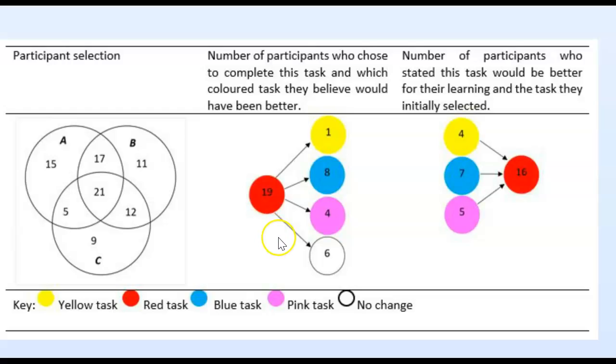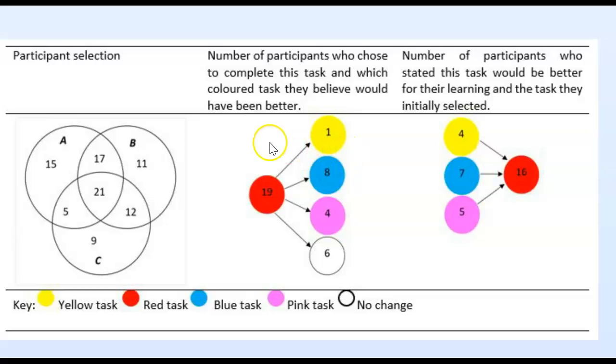You can see here, of the 19, only 6 felt that they chose the right task. And you can also see here that 16 felt that they should have chosen the red task, thinking that the red was probably better for their learning. So I would use this data to ask, how effectively can they reflect?